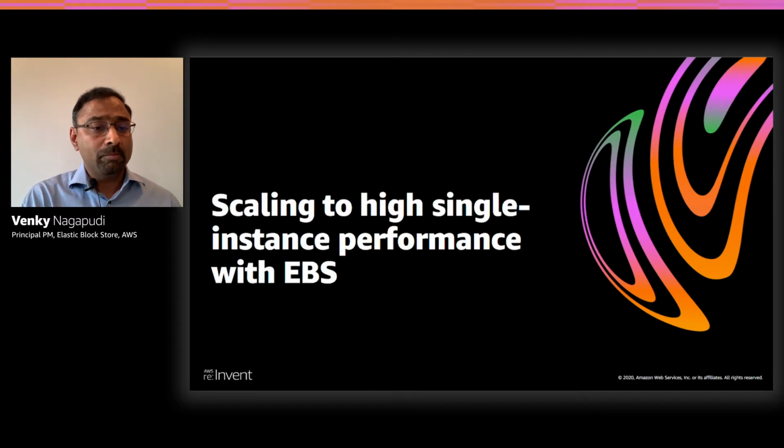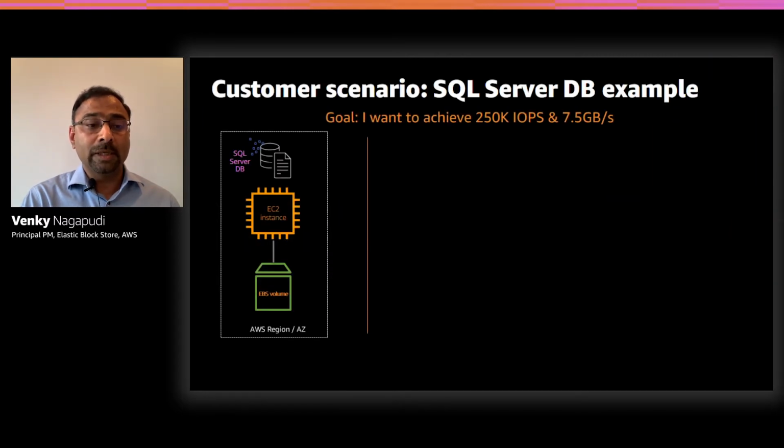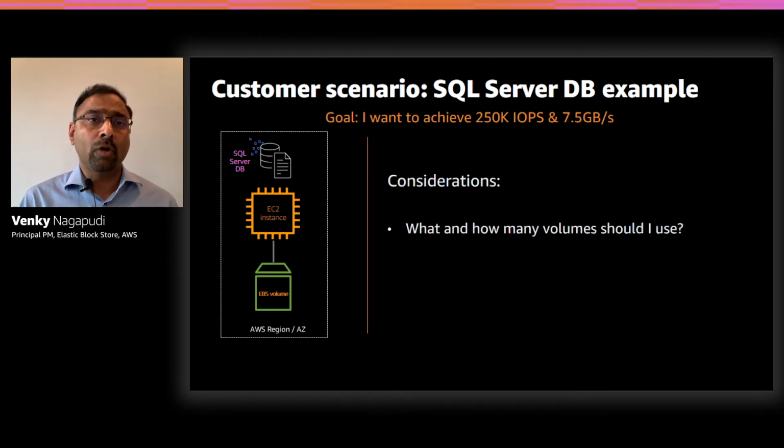So let's first start with the single instance databases. Here is the scenario we are looking at. You have a SQL Server instance that is running on a SAN array in your on-prem deployment, and it's able to give you 250K IOPS and 7.5 gigabytes per second. You have a number of questions, including: does EBS offer anything that will meet this kind of performance need? And if it does, what kind of volumes do I need to use, and how many of these volumes? What are the instances that I should use out of the tens of instances that I have to choose from in the EC2 instance list?